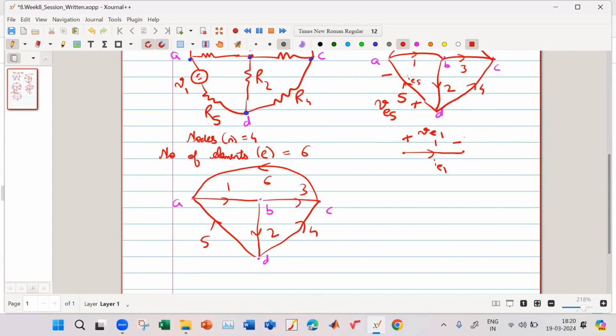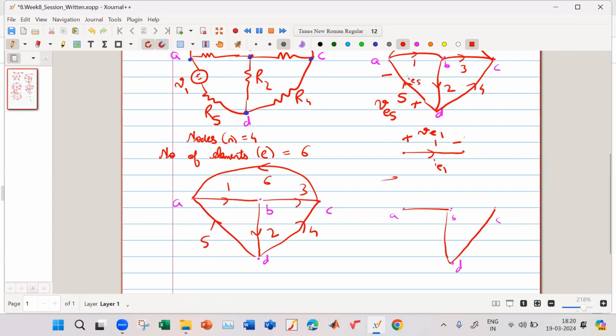Okay, this is the thing. Can you draw one tree? Can you tell me one tree? Sir, A to B, B to D, and D to C. One tree. A to B, B to D, D to C. Okay.